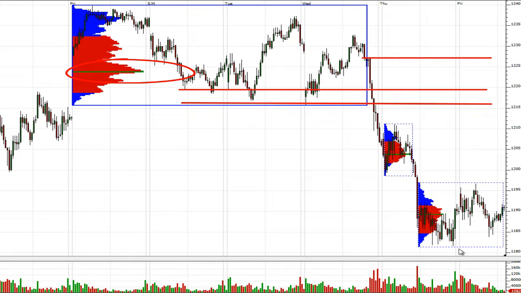All right, so now we think, first, if the market were to come and retest this area, this previous balance, the first thing we would be thinking is that sellers should be active here again.